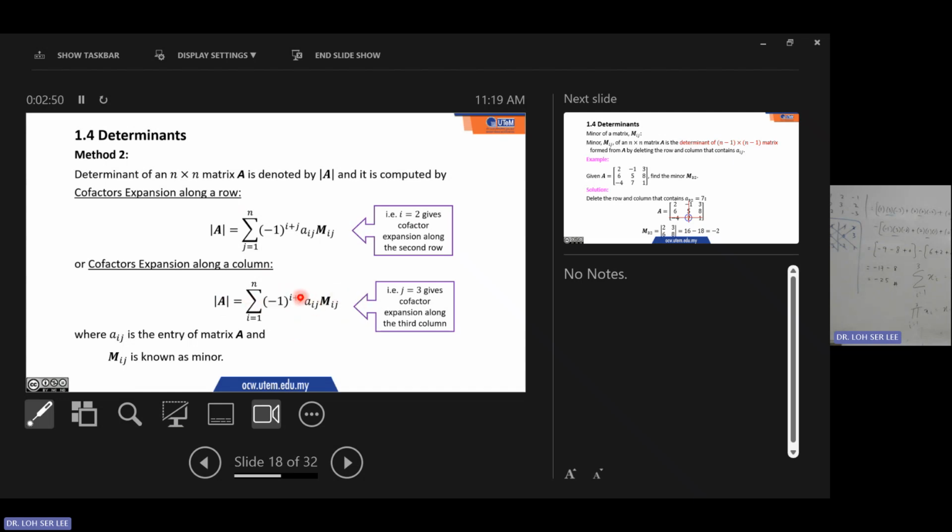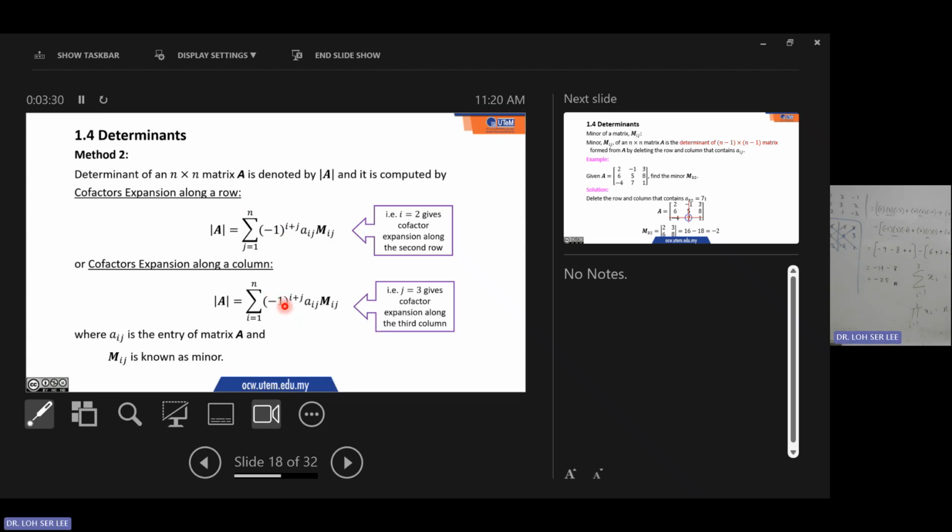Now we look at the items, the components inside the summation. You see these 3 components. The first one is the alternating sign, -1 to the power of a value. If the value is an even number, you get positive 1. If the value, the i plus j value, is an odd number, you get -1. So it's either +1 or -1. We call this alternating signs. It will alternate: plus, minus, plus, minus.